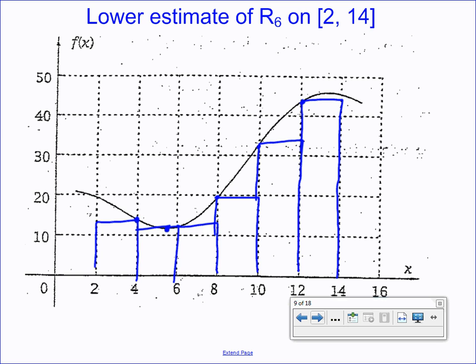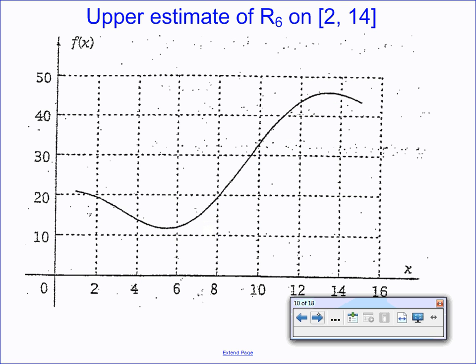And one to go, you guys, and that is the upper estimate. The upper estimate always uses the greatest function value achieved over any subinterval to generate the height of the rectangle. That might be the left, it might be the right. In this case, it's the left-hand side. But in this case, it's the right-hand side.